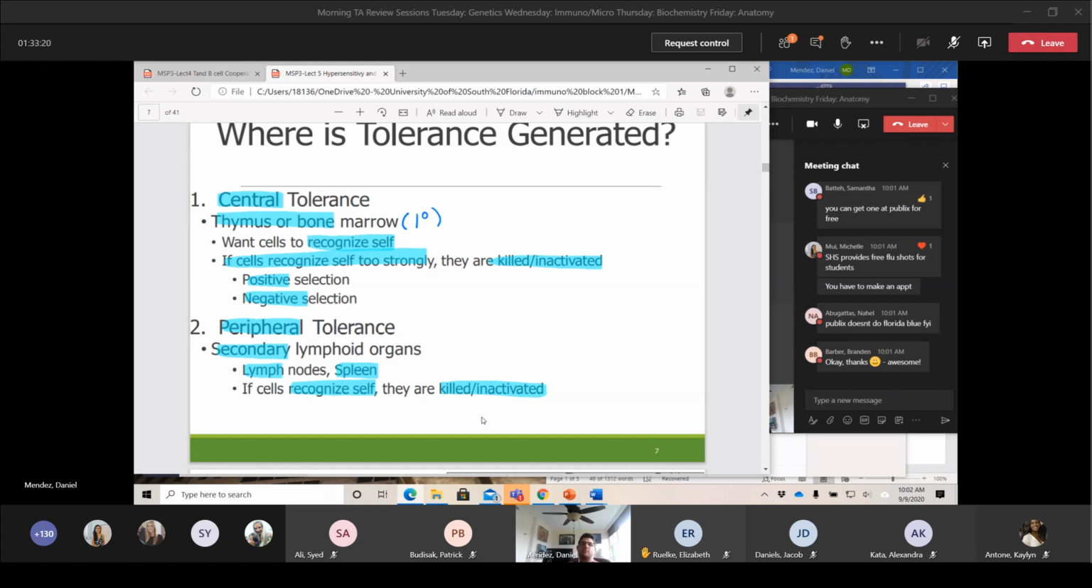And negative selection is when we are selecting to destroy or kill cells that have too much reaction to self. So negative selection is to stop autoimmunity. Positive selection is to create a source of immunity.